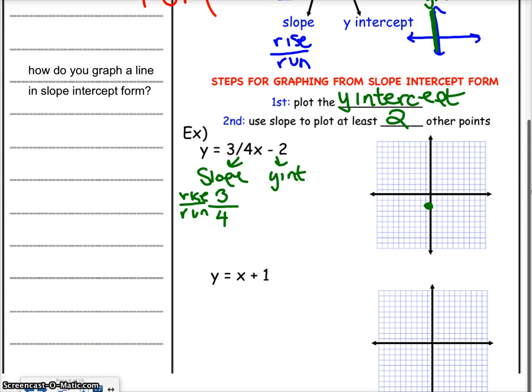Up 3, 1, 2, 3. Look at me. Over 4, 1, 2, 3, 4. Make my dot. And then up 3, 1, 2, 3, over 4, 1, 2, 3, and 4. Dot. Now you make a line.